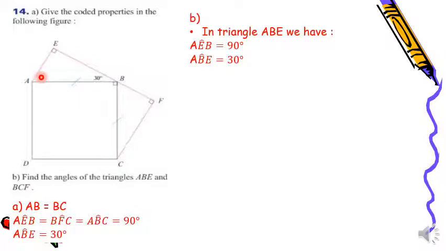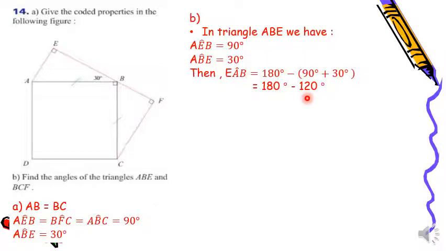You know that the sum of angles in any triangle is 180 degrees, so EAB is 180 minus (30 plus 90), which is 180 minus 120, equal to 60 degrees, due to the property which says that the sum of angles in any triangle is equal to 180 degrees.